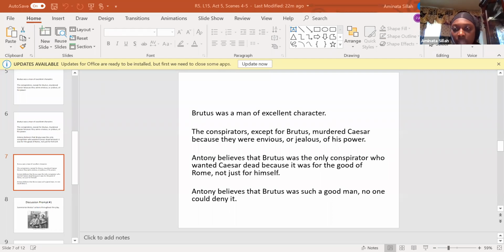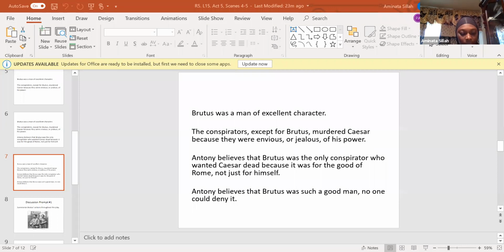Naya, I'm going to mute you. Naya. When I think of nature, I think of flowers and other stuff we would see in summer or spring, like trees, lily flowers, daisies. Yeah, they're beautiful things, right? So he's saying that even nature, something as beautiful as nature, couldn't deny that Brutus was a good person. So he's trying to say that Brutus himself was a really good man.